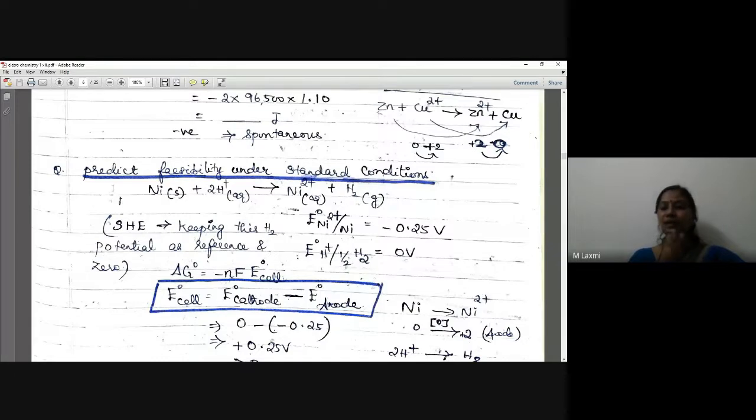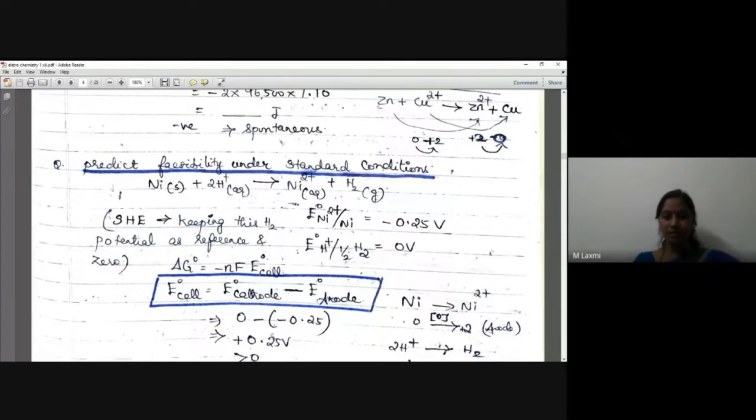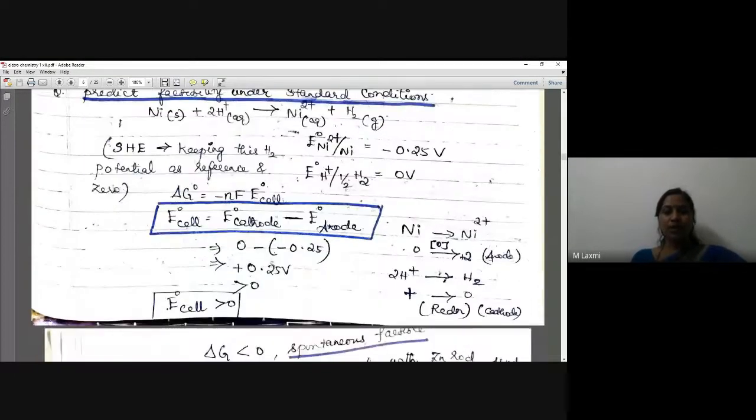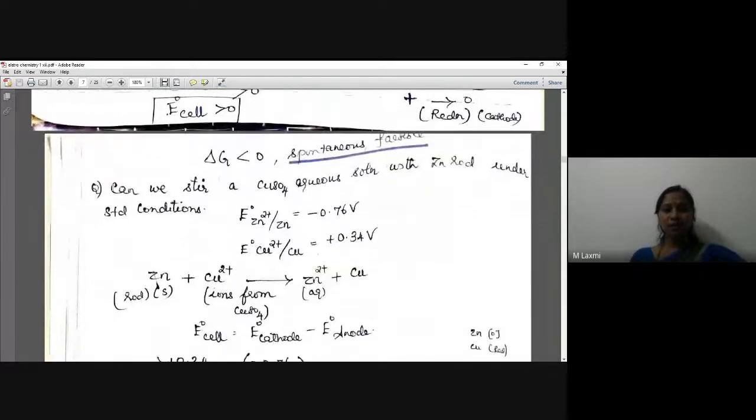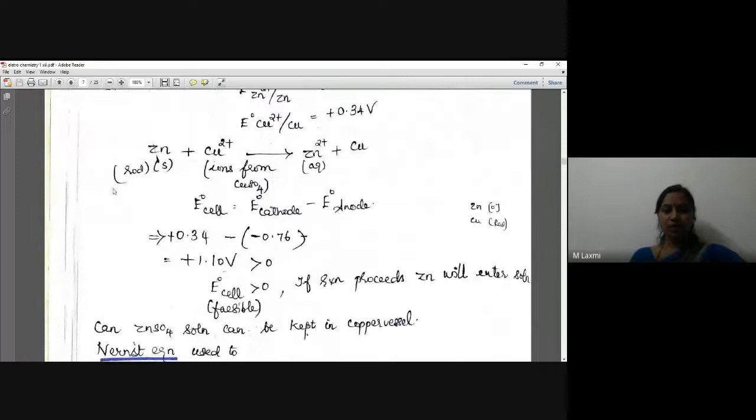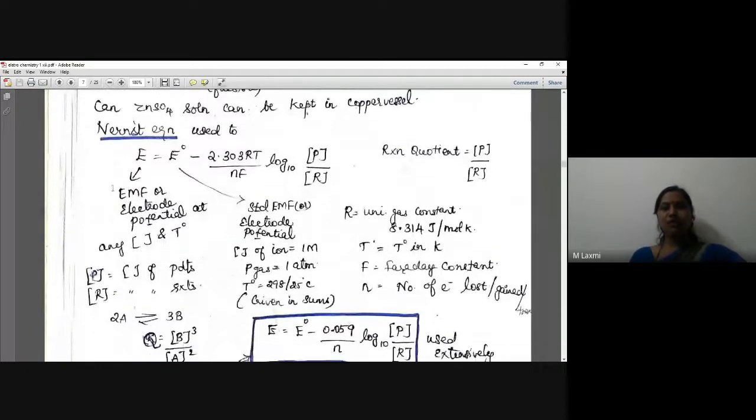What is known, that can be kept. That I'll be explaining a bit later. So based on this, we saw numerical 1. This problem is also based on that, whether the reaction is feasible or not feasible.